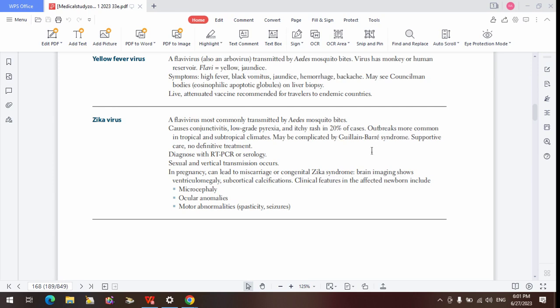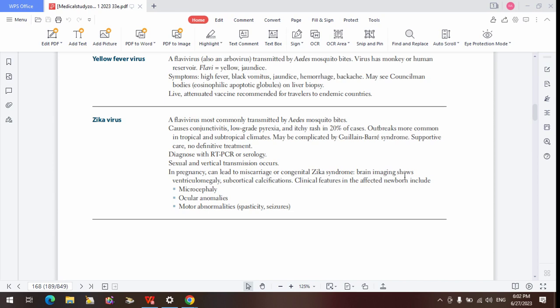It's supportive. You see the same thing, serology for diagnosis. They can transmit it sexually and vertically, as well as through the Aedes mosquito. So if the Aedes puts it into somebody, the person can transmit it to another person sexually, or the mother can transmit it to the child. So what do you see? It can lead to miscarriage, abortion, or congenital Zika syndrome in a woman that is infected.